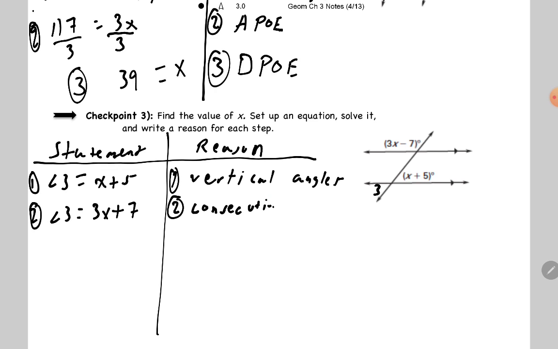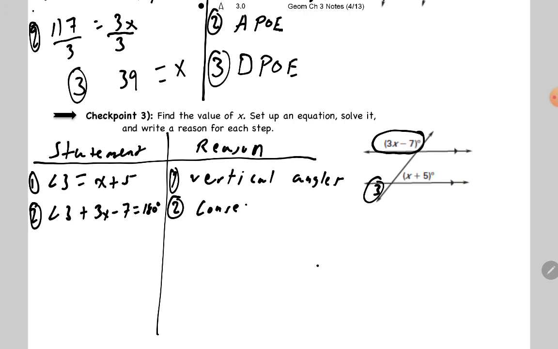Sorry. Let me back off. So always remember your vocabulary. Remember, consecutive interior angles means outside, same side. So angle 3 and this angle here. They're not the same, but they actually add up to, so angle 3 plus 3x minus 7 is equal to 180 degrees.